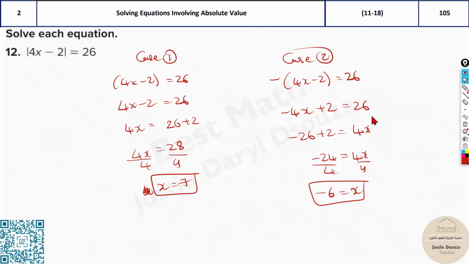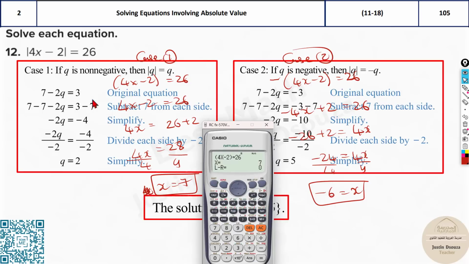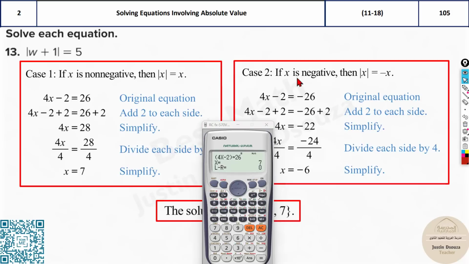I hope this much is clear. And that's what we got in the calculator as well. The first answer was 7 and the second answer over here is minus 6. I'll show you the first answer. Just remove the negative sign. It's 7. Please ignore this solution set over here. Apologies for that. Now, what about this one? Again, it's the same thing. You need to have two cases.